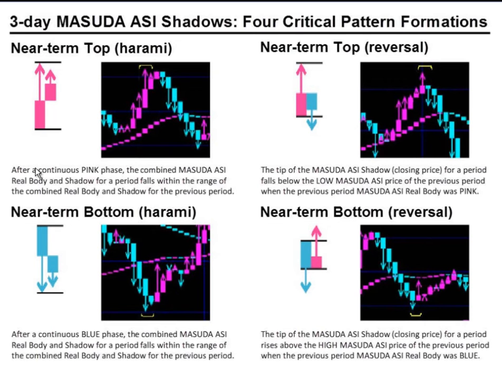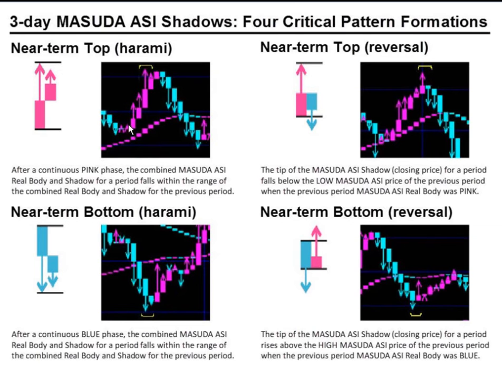So let's first of all read the definition as a starter, and we can explain in more detail as we go along. So for the near-term top harami, or the bearish harami, after a continuous pink phase, which we have here, the combined Masuda Ashi real body and shadow for a period falls within the range of the combined real body and shadow for the previous period. That's a bit of a mouthful, isn't it?